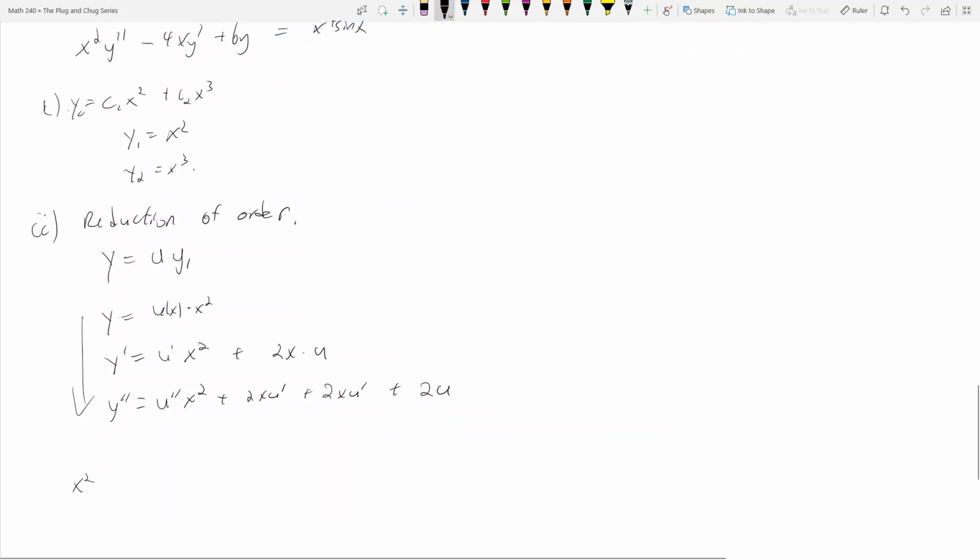This becomes x squared times y double prime. Okay, but what is y double prime? Y double prime is here, and remember, in reduction of order, we can ignore the u term. So this is u double prime x squared plus 4x u prime. Okay, so reduction of order, I can just ignore these u terms, right? And now what?